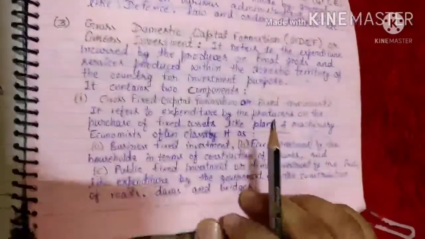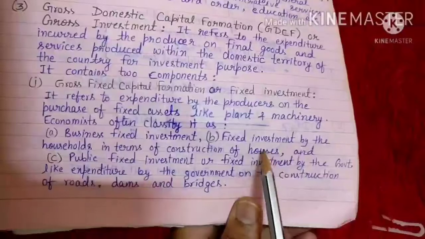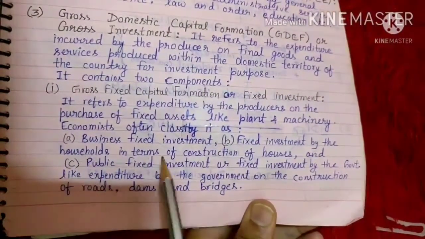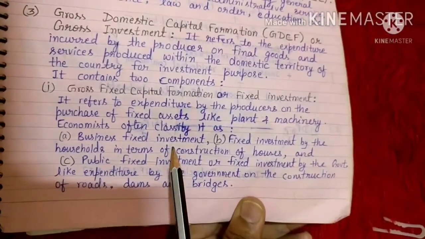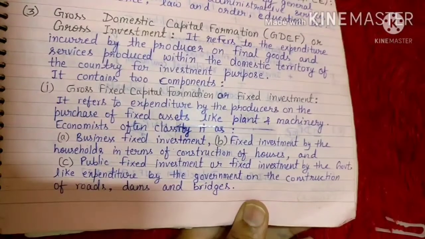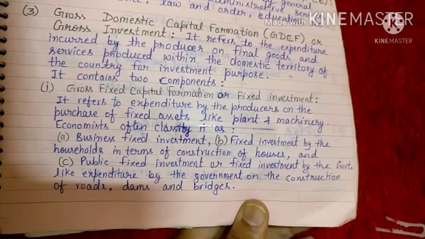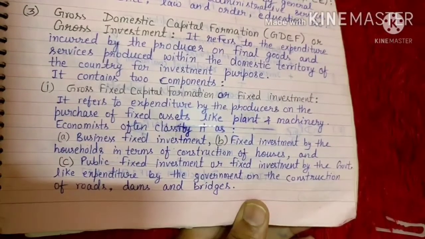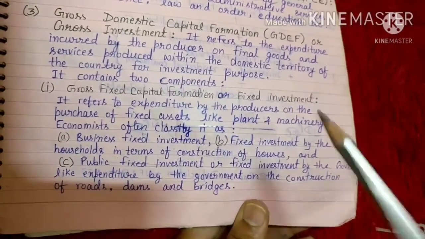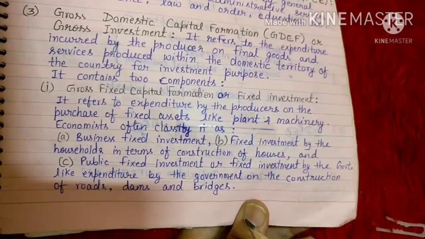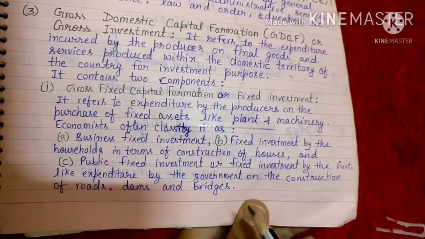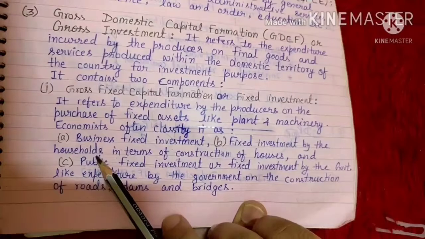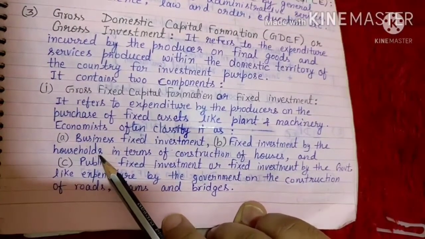Now we can classify it more as business fixed investment, and fixed investment by the households in terms of construction of a house. If a businessman is doing it, we call it business fixed investment. Suppose I am doing a business, so I need a plant and machine. If I am purchasing a fixed asset like plant and machinery, or purchasing land for constructing my building or factory, that comes under business fixed investment. But if I am spending on purchasing land for constructing my house, that will come under fixed investment by the household. Who are the household? They are the household consumers.